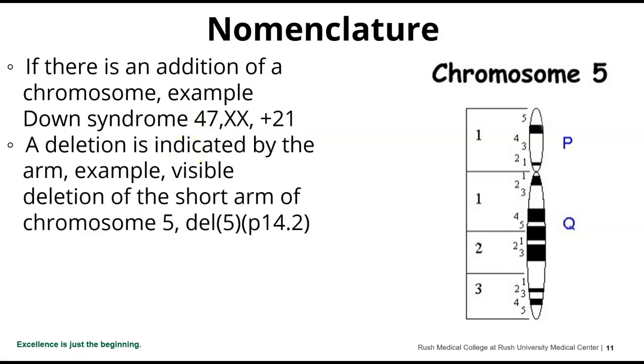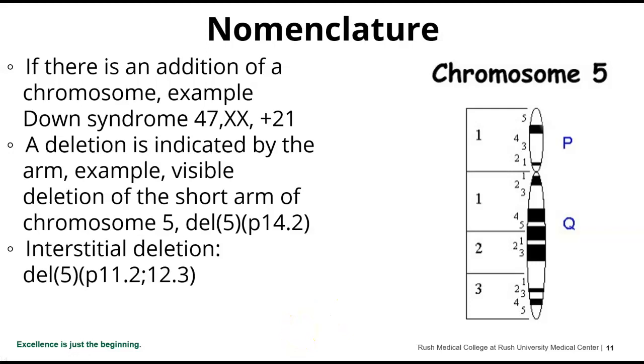If there is a deletion of part of a chromosome, we write deletion, and which chromosome, 5, and then where is it? P14.2. When there's one number, everything above here is missing.